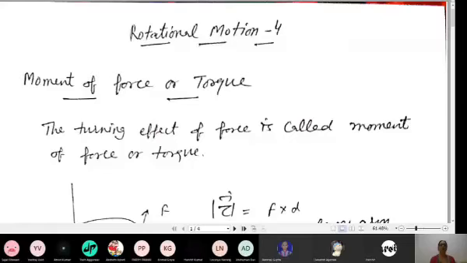Motion in continuation. Earlier you are aware that we are using terms like omega for angular velocity in comparison to linear velocity v, and we are using theta for angular displacement in comparison to linear displacement s or x. Along the same line, we have one another term with you.